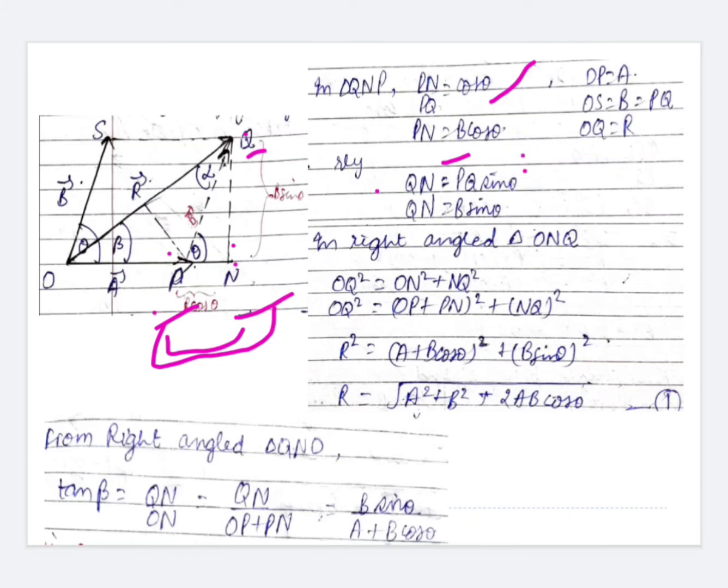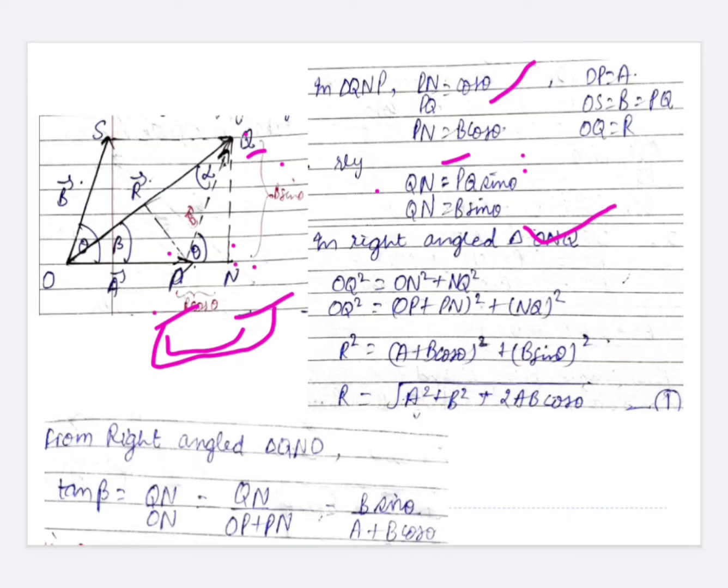Now we have to find the value of Qn. How can we find the value of Qn? For that we have to find the value of sine theta again in triangle QNP. We already know sine theta is perpendicular upon hypotenuse. This is how we define sine theta. So we can put it as Qn is equal to PQ sine theta, and we already know the value of PQ, that is vector B. So Qn is now B sine theta.